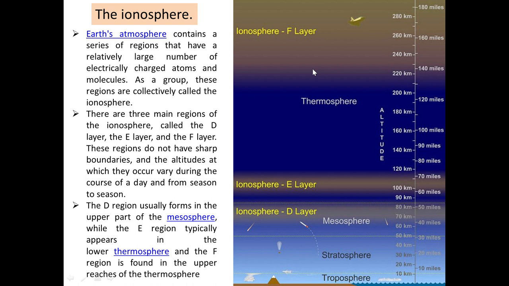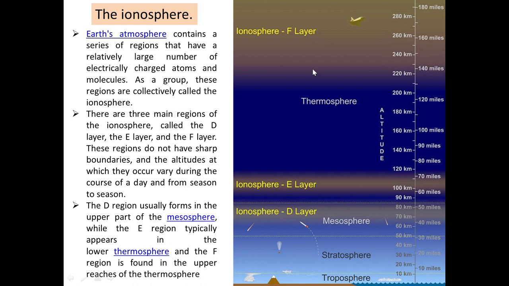There are three main regions of the ionosphere called the D layer, the E layer, and the F layer. These regions do not have a sharp boundary, and the altitude at which they occur varies during the course of the day and from season to season. There is no particular boundary and no particular altitude.